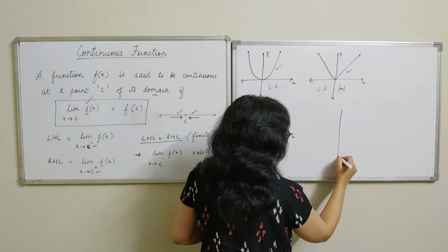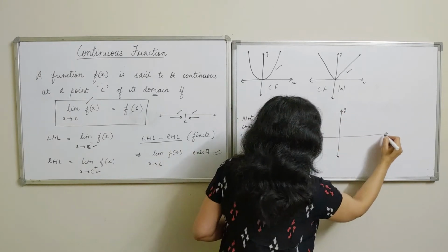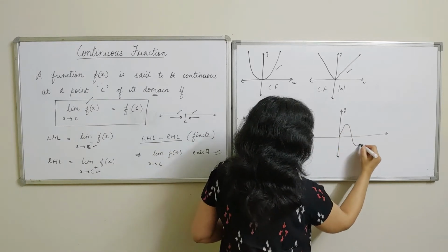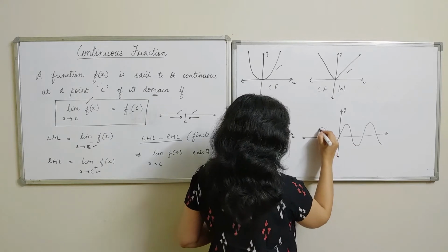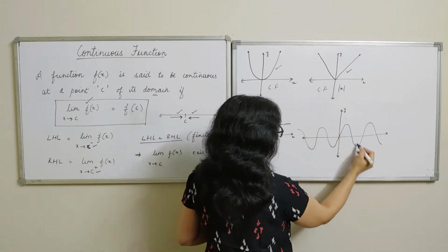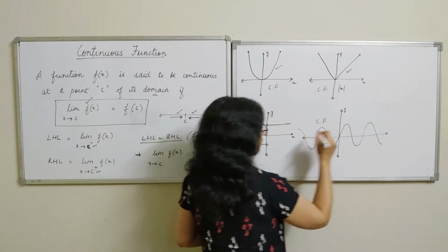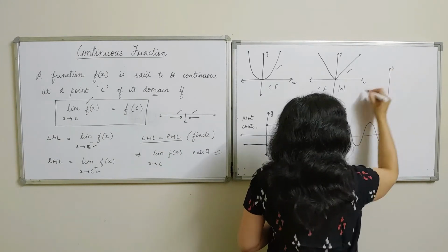Now since you have studied trigonometric functions also, if we look at, say, the sine curve, it goes this way along the positive x-axis and like this along the negative x-axis. You can see the graph can once again be drawn without lifting the hand. So this is also the graph of a continuous function. Let's draw here the graph of the tan function.